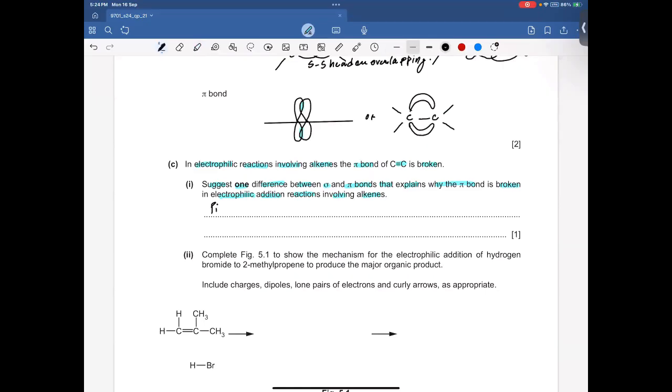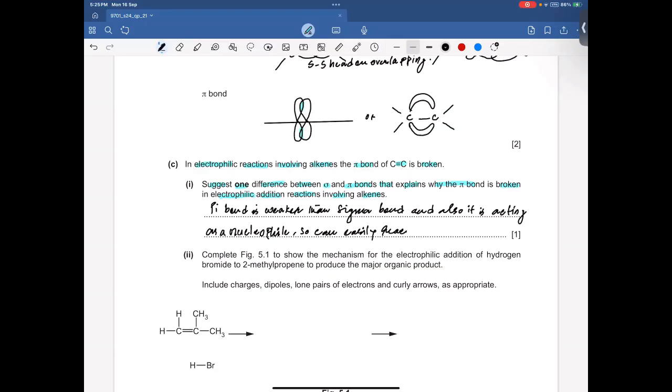So let me write it. Pi bond is weaker than sigma bond, and also it is acting as a nucleophile, so it can easily react with electrophile.